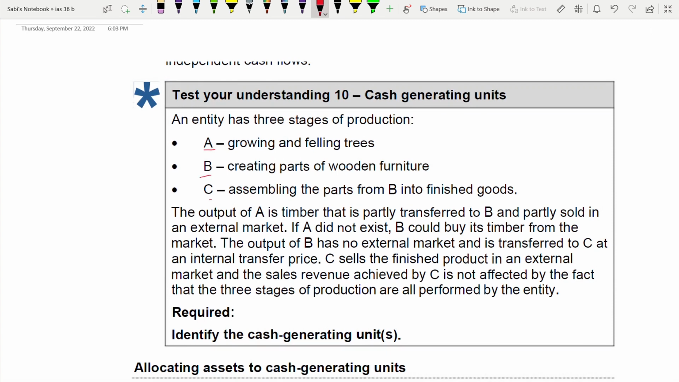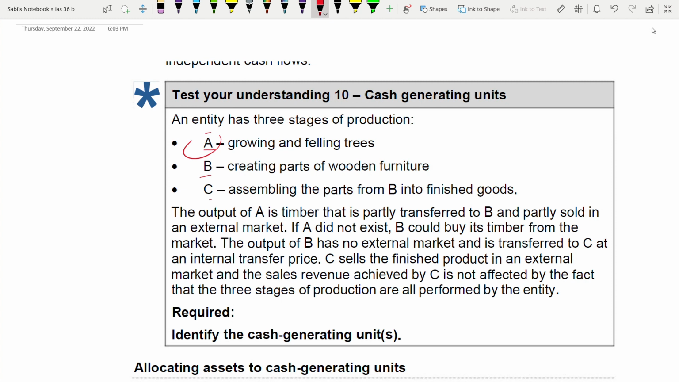An entity has three stages of production. A is into growing and felling trees. B is creating parts of wooden furniture. C assembling the parts from B into finished goods. Understand. Cash generating unit means that can generate independent cash flows. Okay. So the output of A is timber, and it is partly transferred to B and partly sold in an external market. You see, they can sell. A can generate cash inflow because they can sell to B or in the external market. If A did not exist, B could buy its timber from the market.